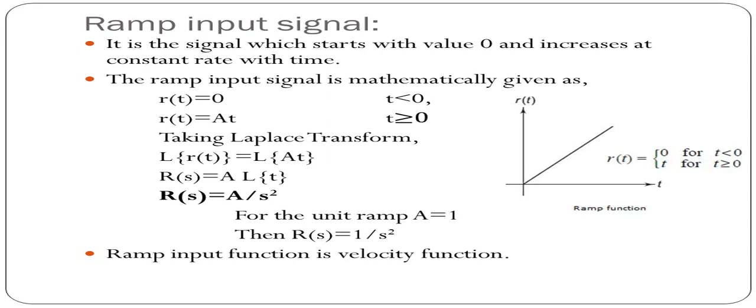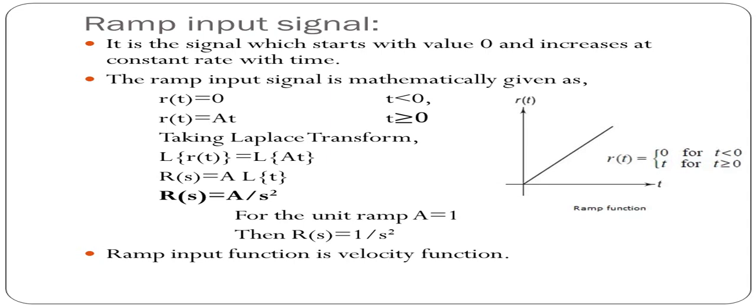to the time. So mathematically we can represent this ramp signal as r of t is equal to 0 when t is less than 0, and for t greater than or equal to 0, r of t is equal to a t. See, r of t is equal to a into t, since it increases constantly with respect to time. So it is a into t.